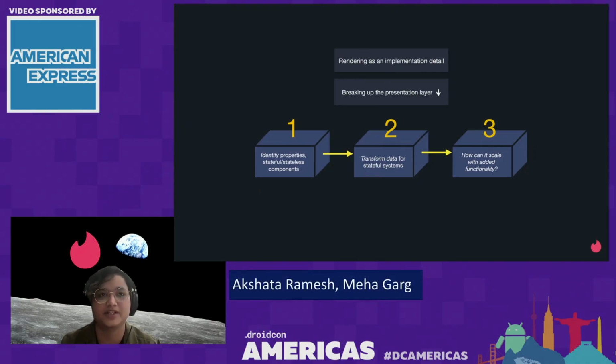And finally, we will need to reason about how state could scale with added functionality. And for this, we will look into scoping state into different hierarchies. We'll go through each of these for the remainder of our talk. So let's begin with the first one, identifying states and properties.